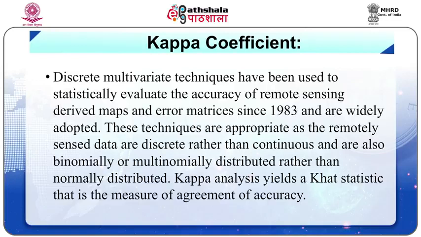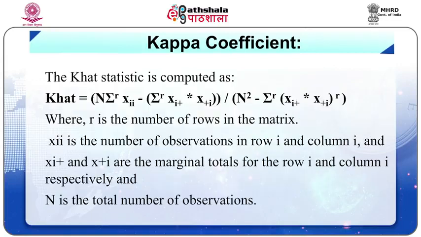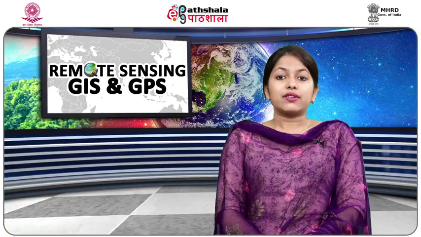Kappa analysis yields a Khat statistic. Khat is a measure of agreement or accuracy. The Khat statistic is computed as stated in the equation below, where r is the number of rows in the matrix, xii is the number of observations in row i and column i, xi+ and x+i are the marginal totals for row i and column i respectively, and n is the total number of observations.